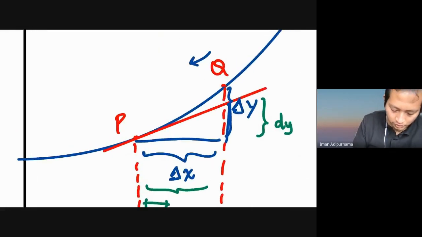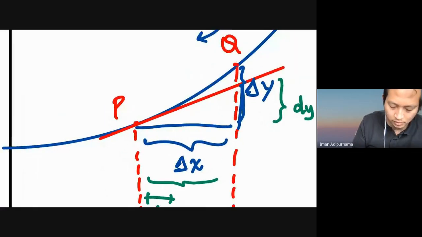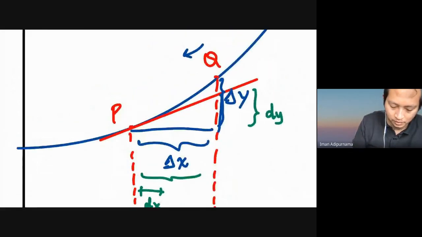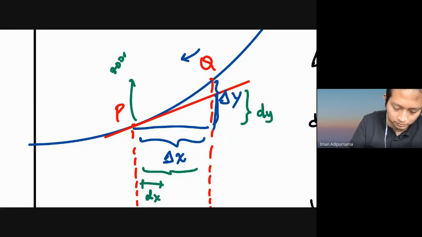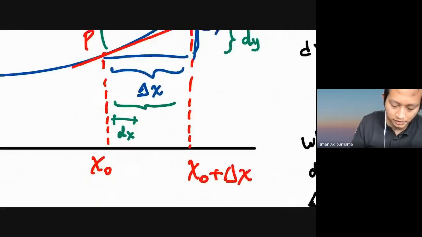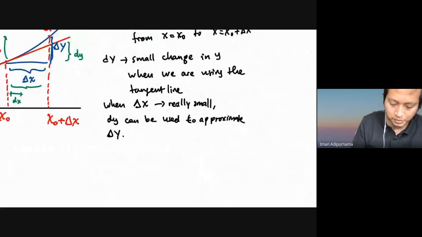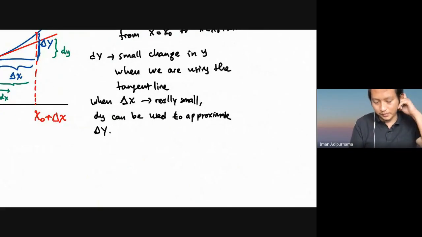So if we zoom in on this point, maybe the difference is really small. Maybe almost no gap, almost no gap, right? You see that, okay? Almost no gap. So that is what the dx means. So dx can be used to approximate the delta y. Oh, dy, sorry.